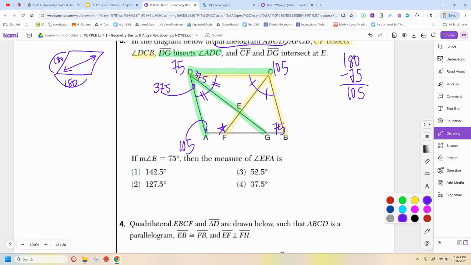I mean, these pictures do get a little bit small. What do you think you're going to do with the 105? Cut it in half, right? So I'm going to divide this by 2 again. Guess what number we're going to get? 52.5. Do you see how they're putting these as distractors? So in here we have 52.5. That's a 5. This is 52.5.